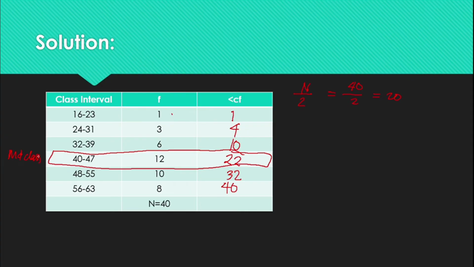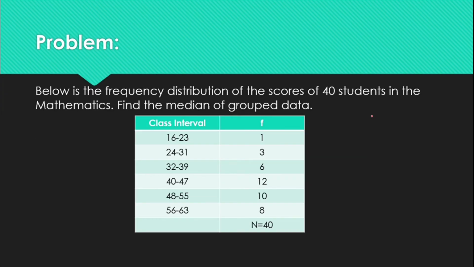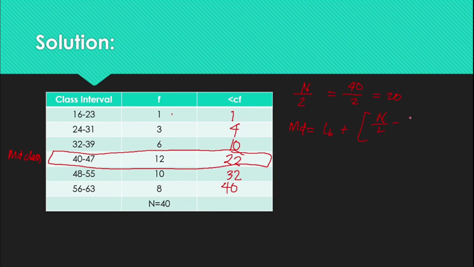Next step is to choose the formula to find the median. So the median class is this one. What is our lower boundary here? The median is LB plus n over 2, minus the less than cumulative frequency over the frequency, times the interval.